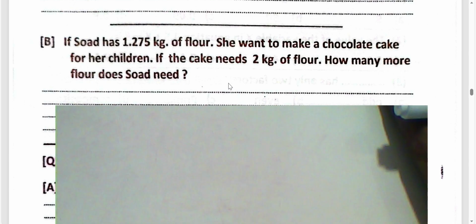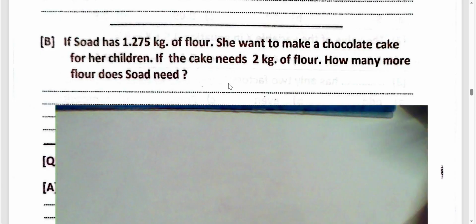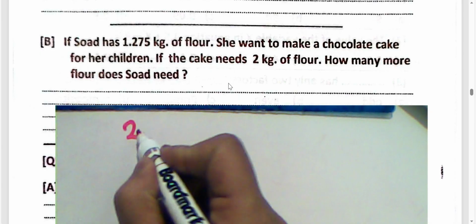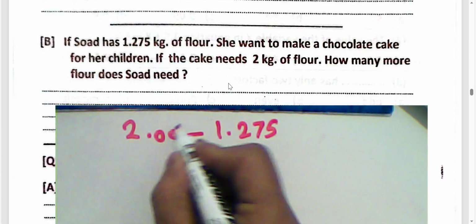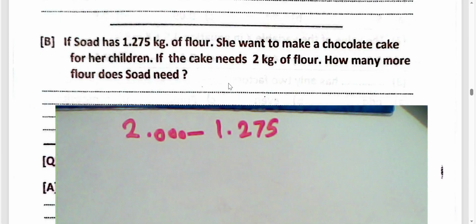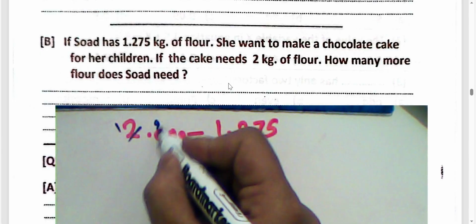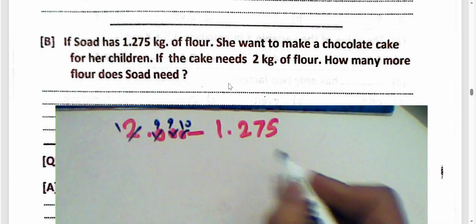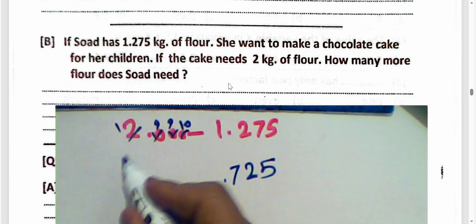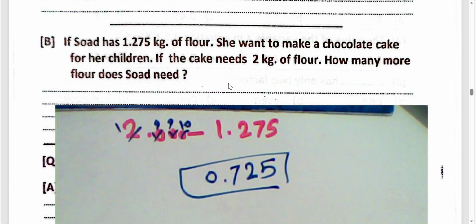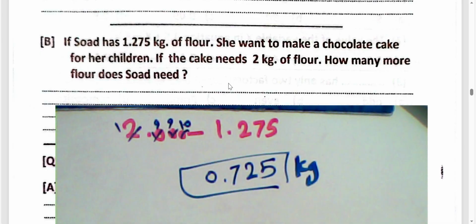Okay, we can find the difference to find the amount which she needs to make the cake. 2 kilograms subtract 1 and 275 thousandths. Write the point and 3 zeros here. 0 minus 5, we can't do it, borrow 1, it will be 10 minus 5 is 5. 10 minus 1, 9. 9 minus 7 is 2. 9 minus 2 is 7. And 1 minus 1 equals 0. The result will be 0.725 kilograms.